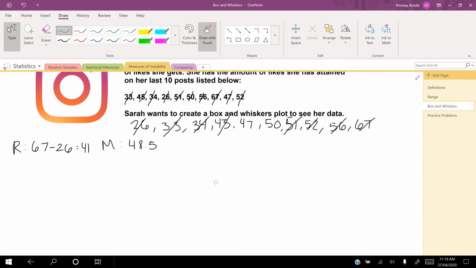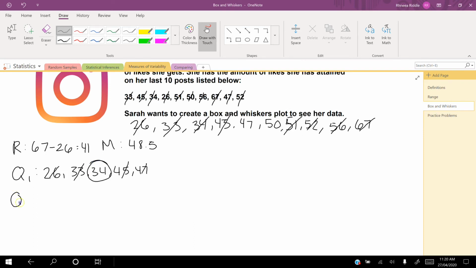So now we have to find the quartile 1, or the lower quartile. So Q1, we want to put those in order real quick. So 26, 33, 34, 45, and 47. Again, not including the median. I'm going to cross them out as we go to find that the quartile 1 is 34.